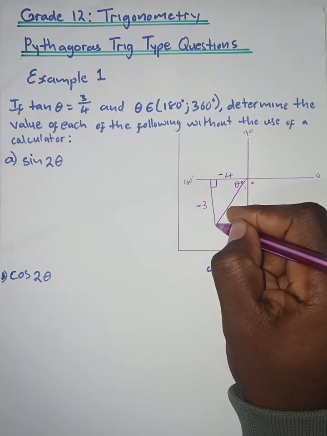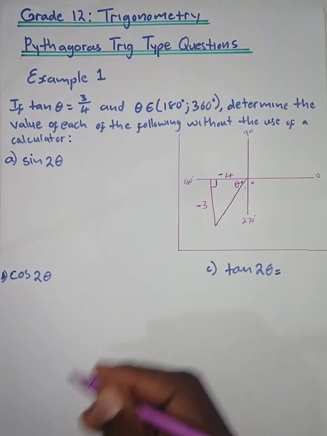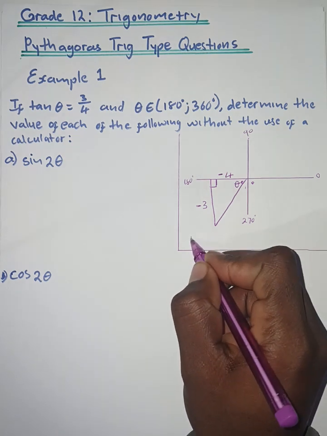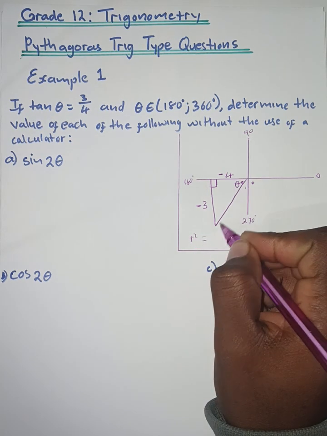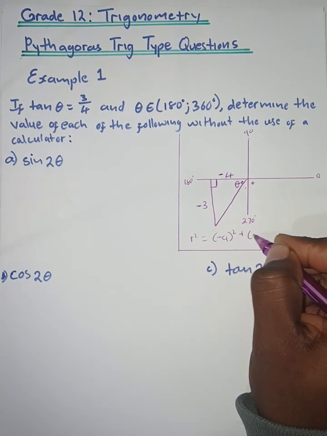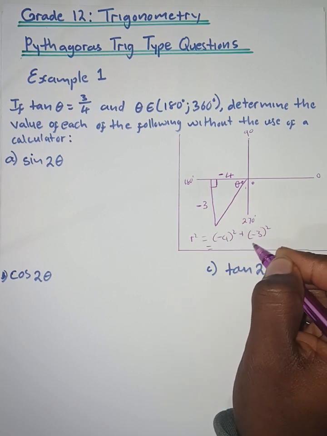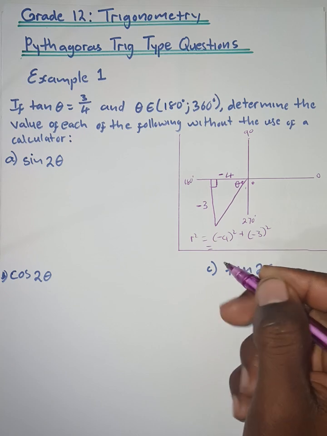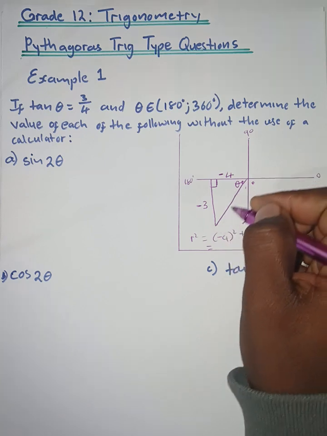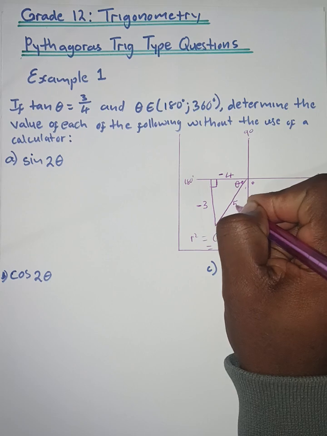Now, what we don't have at the moment is the hypotenuse. To find that length, we just use the Pythagoras theorem, which says r squared, which is what we are looking for, would be x, so negative 4 squared, plus y squared, which is negative 3 squared. If you put that together, 9 plus 16 is 25, and the square root of 25 would be plus or minus 5. But we know that the hypotenuse is always positive, so that would be 5 there. So the hypotenuse in this case would be 5.